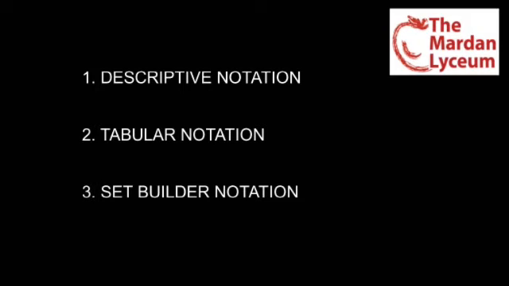A is equal to curly bracket, X. A is a set of elements X such that X is equal to or less than 18, curly bracket closed.